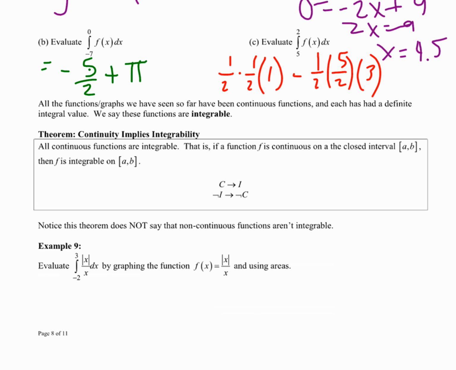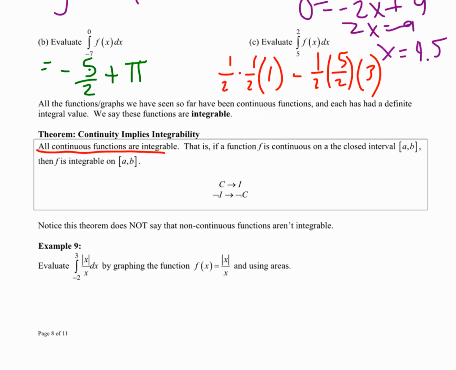All right. So far, everything we've looked at has been nice, continuous, smooth, maybe a point here or there, but it was nice graphs. Okay, these are integrable. All continuous functions are integrable. So if a function is continuous on a closed interval, then it is integrable. Okay, if it's not integrable, that means it's not continuous.